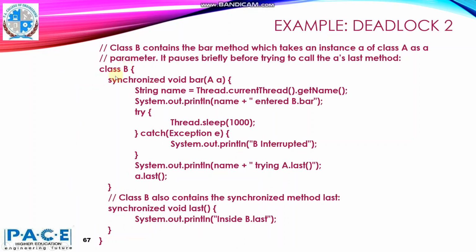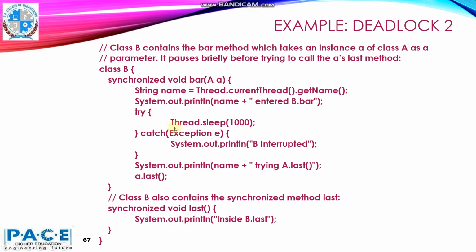Similarly, class B has two synchronized methods: the method bar and the method last. In method last, we print inside B's last. The method bar takes a class A object as a parameter. Here again we get the name of the current thread and print that the thread name entered B.bar. After that, we make the thread sleep for 1 second. When the thread wakes up, it tries to call A's last.